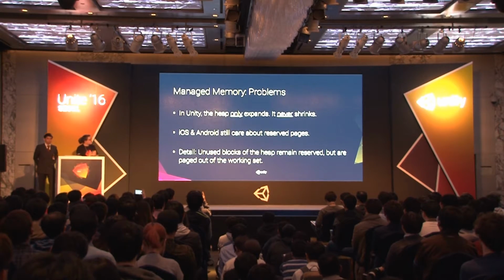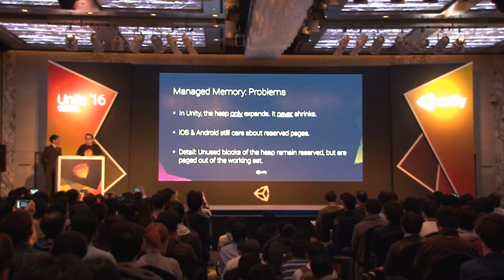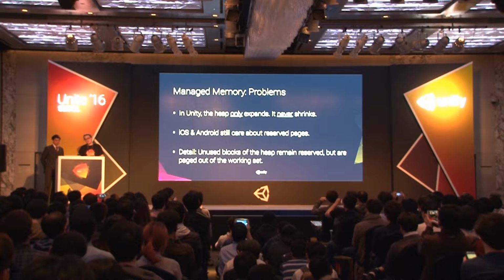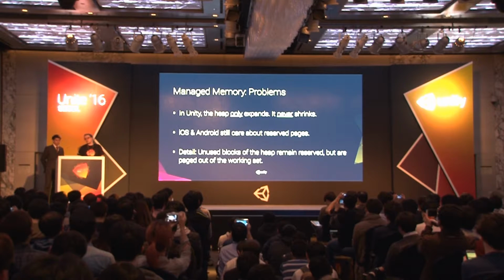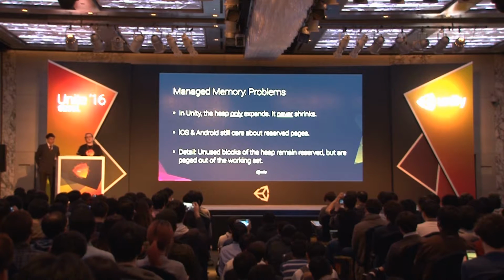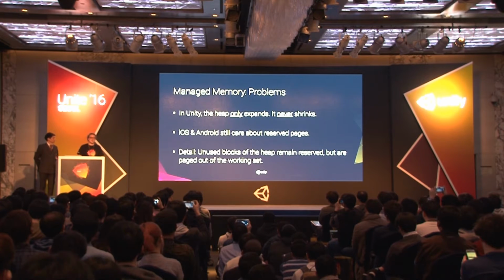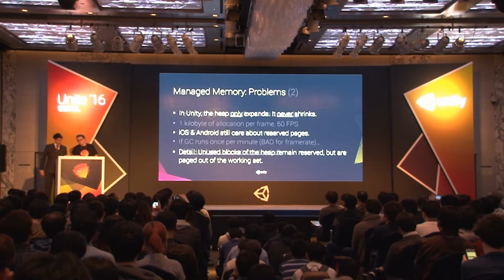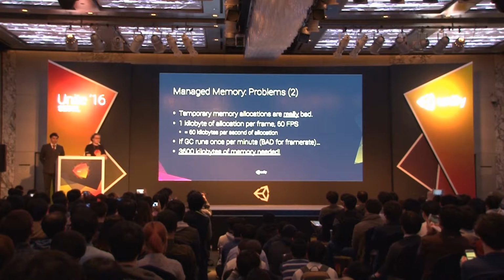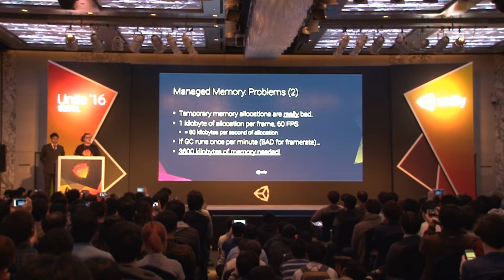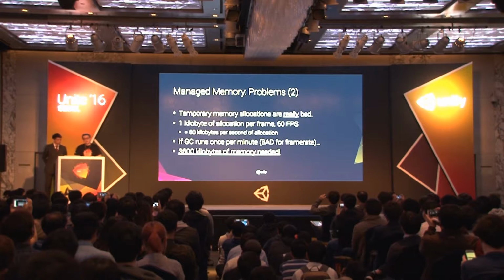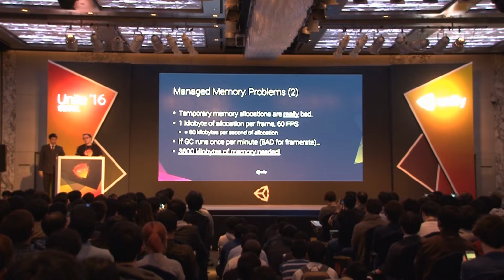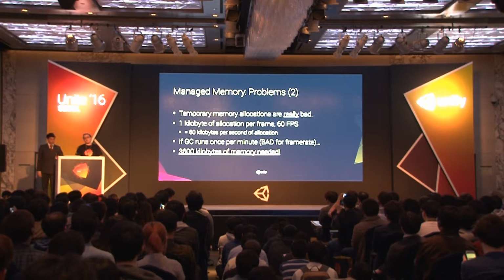So the main problems with managed memory in Unity are the heap only ever expands. It can never shrink. And the parts of the managed heap that are unused by managed objects cannot be allocated for native objects. It is effectively wasted memory. Now, let's talk about how you can end up in those situations and ways you can get out of it. So, temporary allocations within your script code are extremely bad for your game. They should be avoided at all costs.